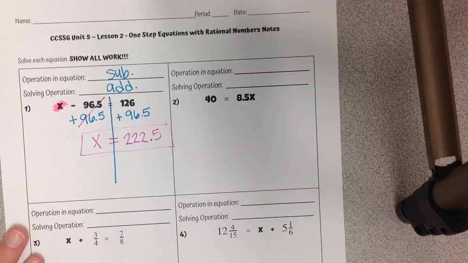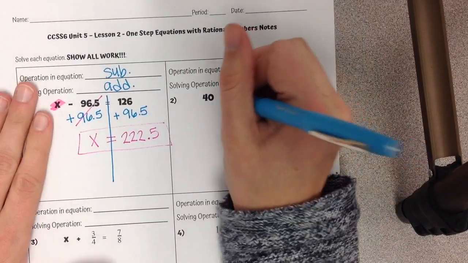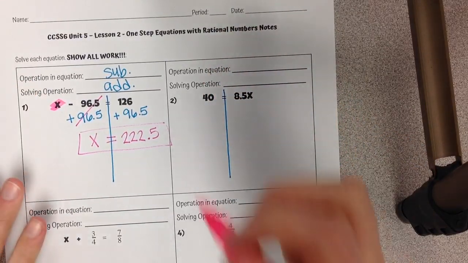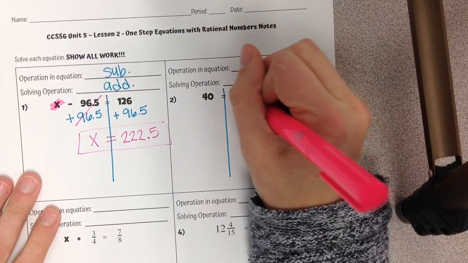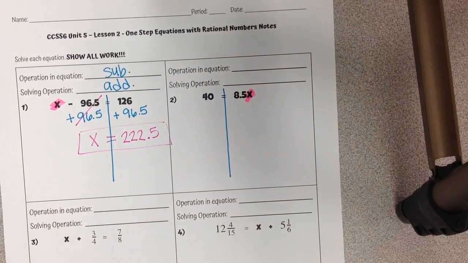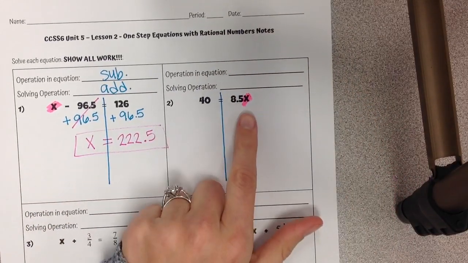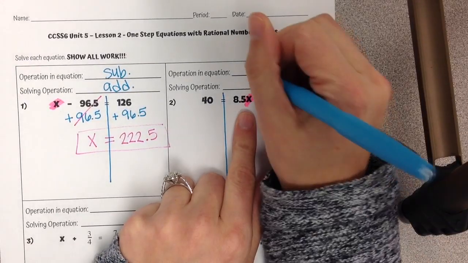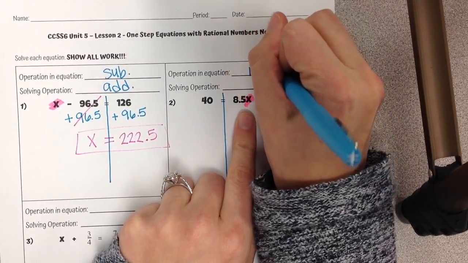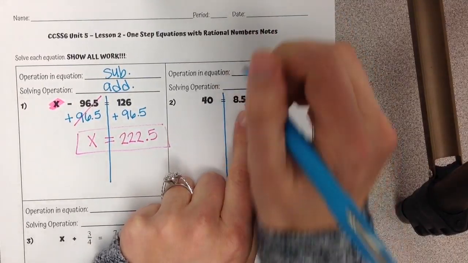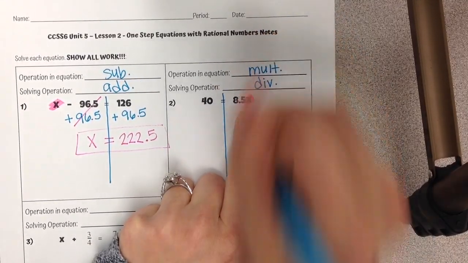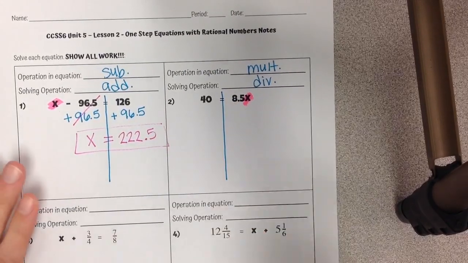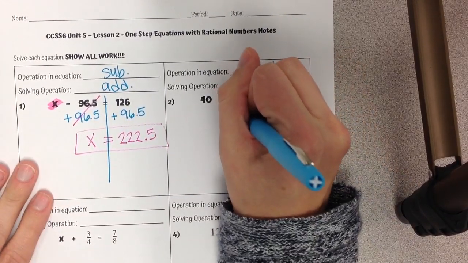All right, number 2. Again, first step, draw that line down our equal sign. We're going to highlight our variable so we know which side of the equation we're looking at. So this time we're looking at the right side. When you have a number written right next to a variable, that operation is multiplication. The opposite of multiplying is to divide. X is being multiplied by 8.5, so the opposite is to divide by 8.5.